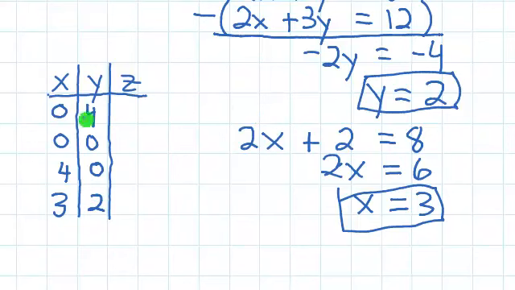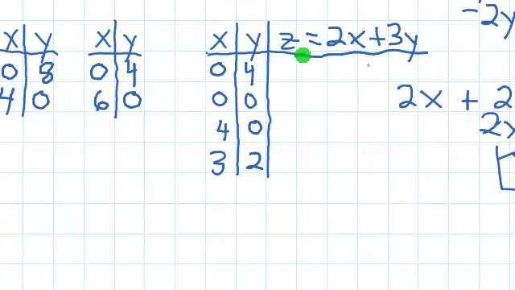Then we just plug each of these points into z, which, as you'll remember, is 2x plus 3y. All right. Well, if I plug in 0 and 4, that's 0 plus 12, which is 12. If I plug in 0, 0, that gets me 0. If I plug in 4, 0, that gets me 8 plus 0, which is 8. And then 3, 2 gets me 6 plus 6, which is 12.